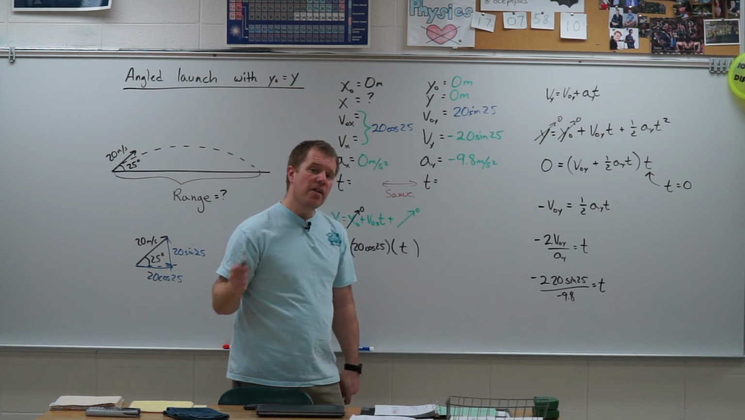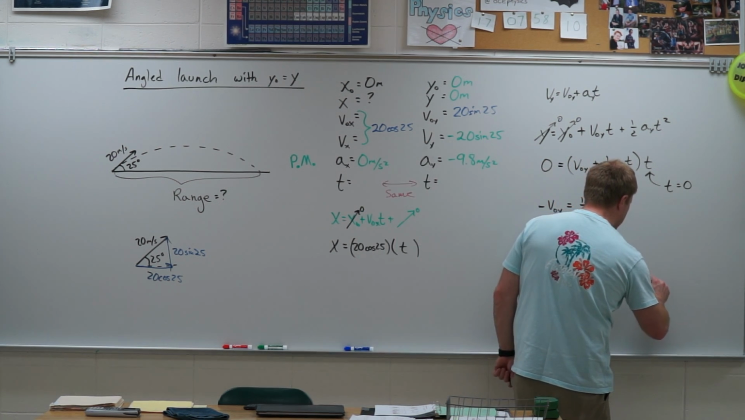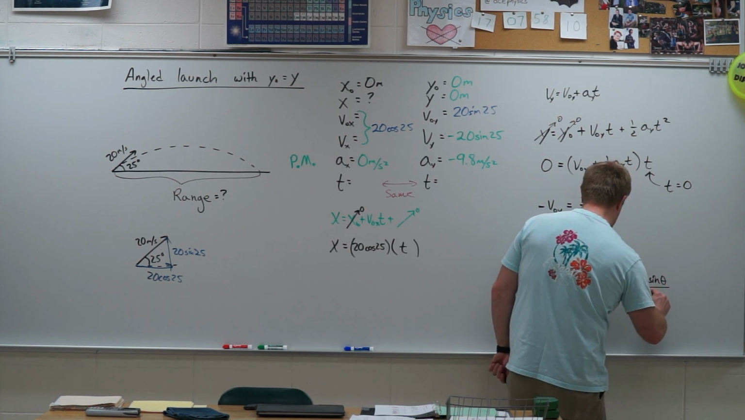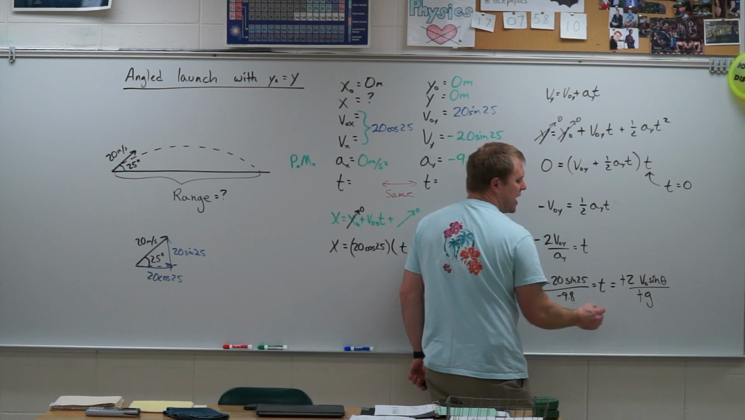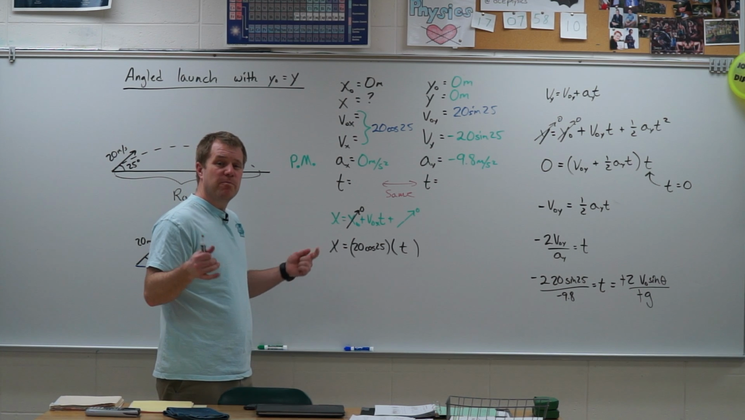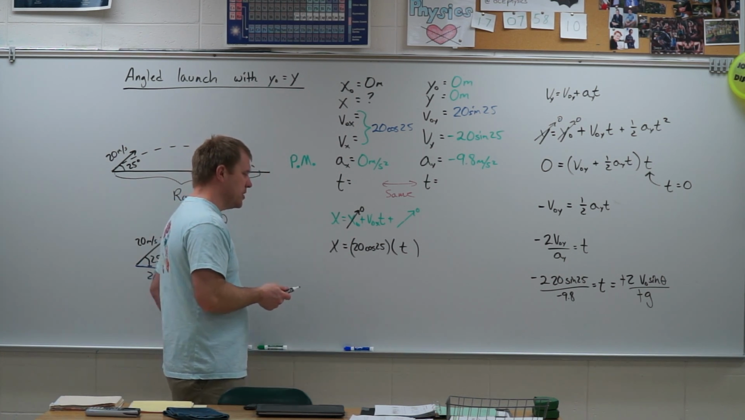Okay. Now another way I could write this in more of a general form would be negative 2 times the initial velocity sine of the angle divided by negative g. And you'll see that those negatives cancel out. Now the reason I'm writing it in that generic form is there's something called the range equation, and it's kind of a nifty little equation here.